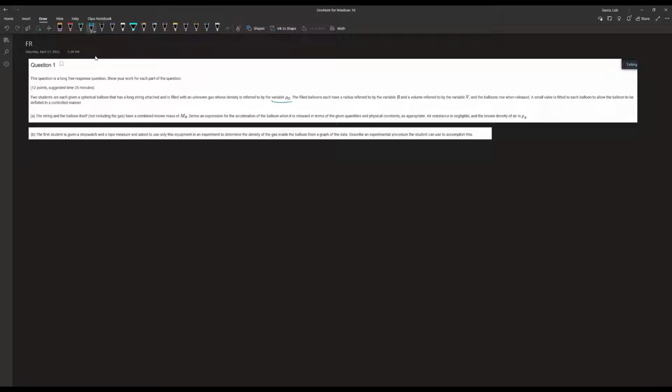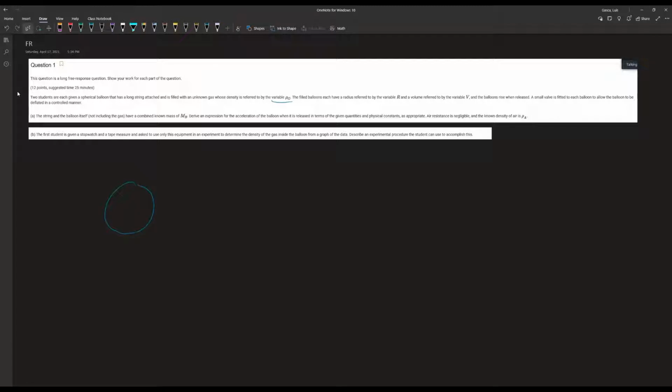Part A says, the string and balloon itself, but not including the gas, have a combined mass of m times b. Derive an expression for the acceleration of the balloon when it is released in terms of the given quantities and physical constants as appropriate. And they tell us that air resistance is negligible and has a known density of air. Okay, so this one is basically like a buoyancy problem.